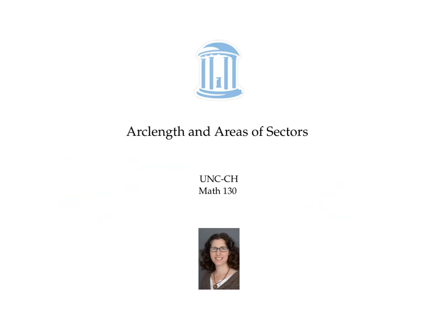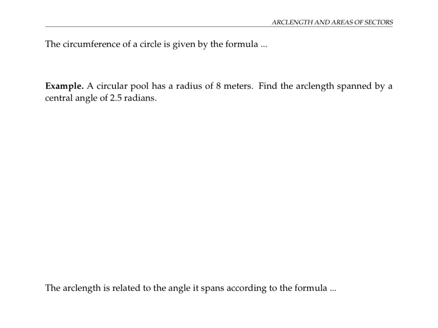If you have a circle, a piece of the circumference is called an arc, and a wedge of pie for that circle is called a sector. This video explains how to calculate the length of the arc and the area of the sector in terms of the angle and the radius of the circle. The circumference of a circle is given by the formula circumference equals 2 pi times the radius. Let's use that to solve the following problem.